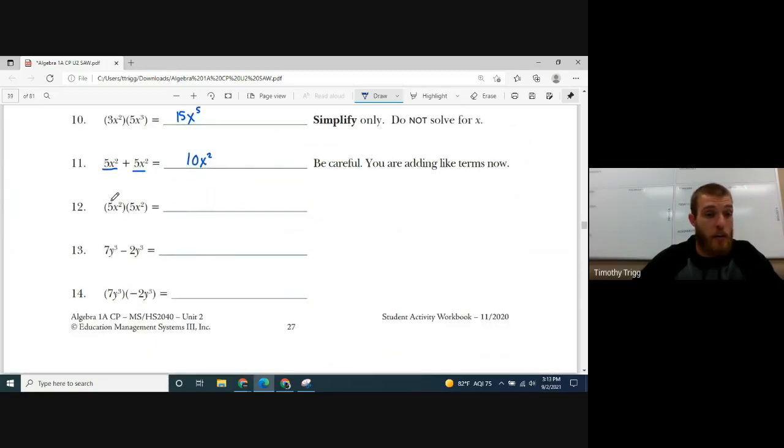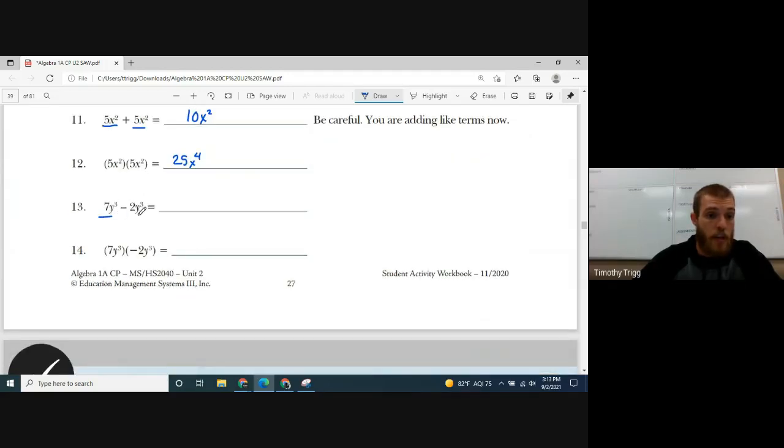Let's multiply these together. Multiply the coefficients, makes 25. And then x to the power of what? Well, we want to add those powers. So that's to the power of 4. Here, these are both y to the power of 3, so they are like terms, so we can subtract them. So this would be 5y to the power of 3.